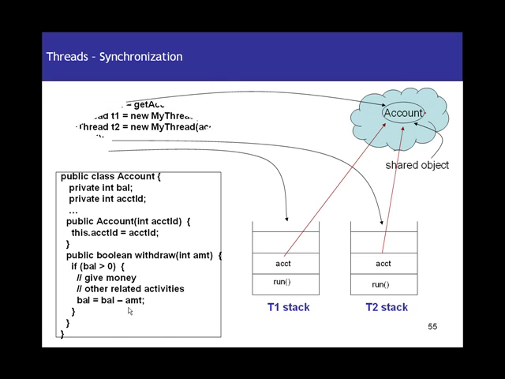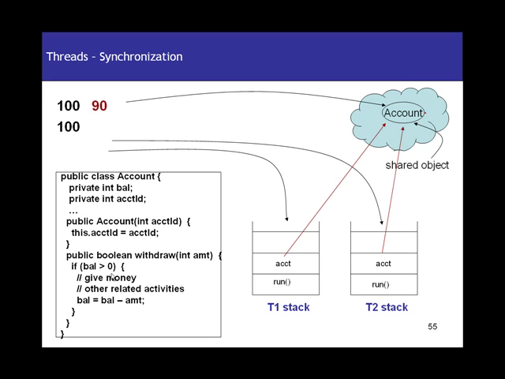So let's say that I have $100 left in my account. I go to the bank, and I see that I have $100, so I try to withdraw $90. That is T1. When T1 enters the withdraw method, it checks if the balance is greater than 0. Yes, 100 is greater than 0, and it also checks whether the amount I'm trying to withdraw is less than the balance. 90 is the amount I'm trying to withdraw, and it's less than the balance of 100. So it's going to give me the money, and I get the money now.